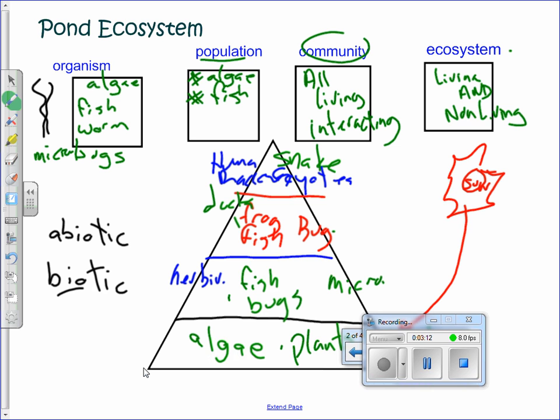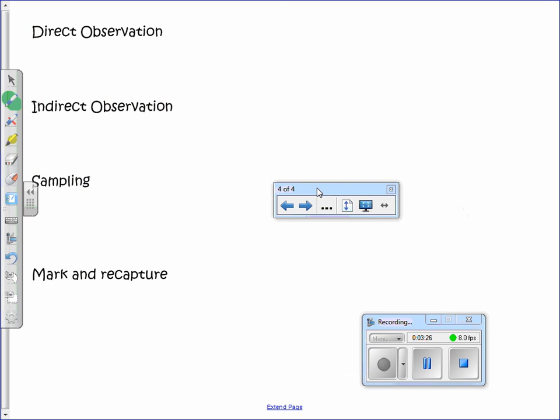Then we're going to jump over to studying populations. And this right here, we're going to talk about this right here with the direct, indirect sampling. We're going to talk about how we observe populations. That's what we're going to talk about next. So that, of course, will be on the quiz.